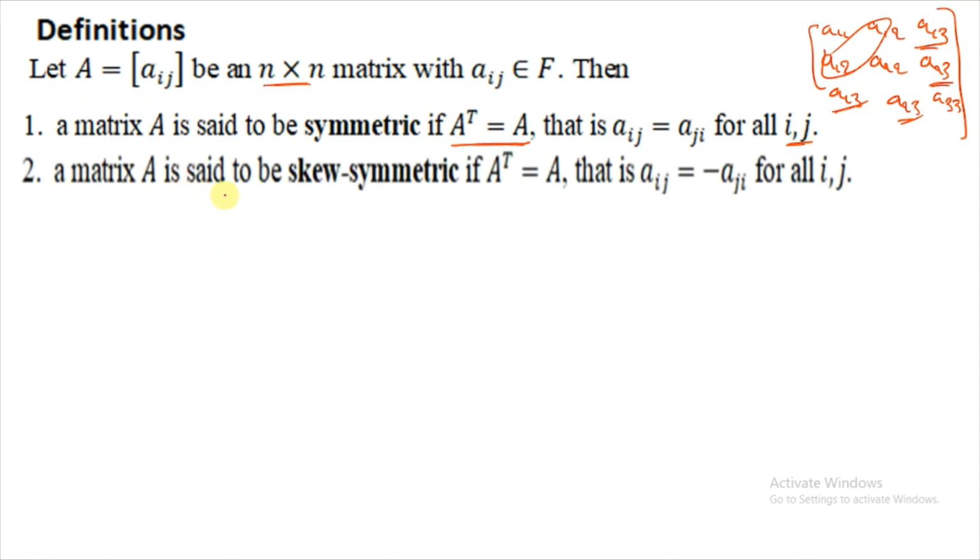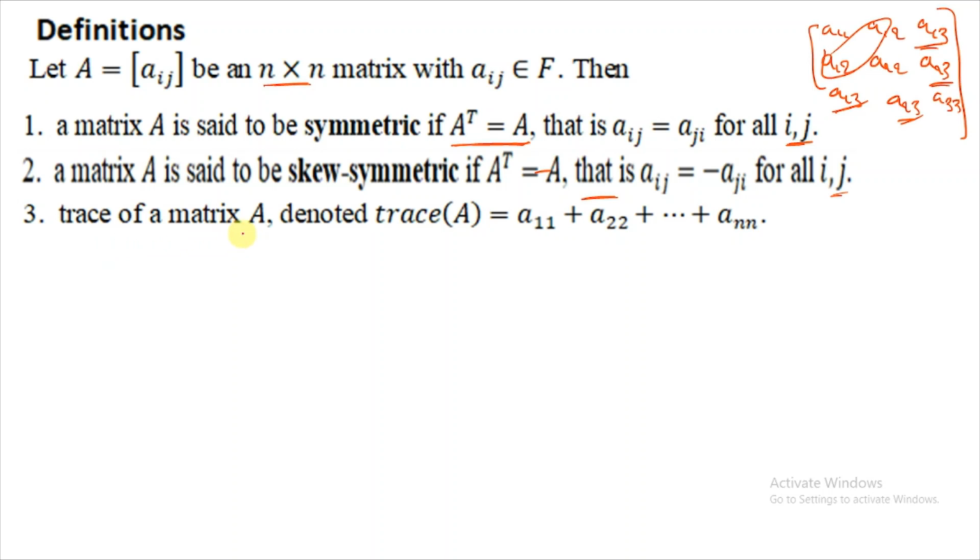Now a matrix A is said to be skew symmetric if A transpose is equal to minus A. If that is minus A, it means Aij is the same as minus Aji for all i, j. If you interchange i and j, it should be minus.